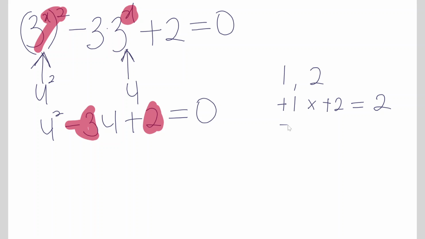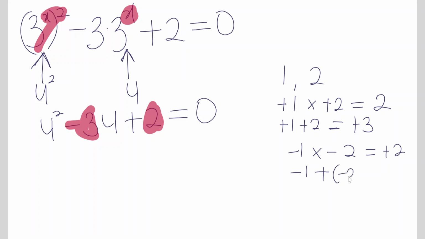But if I had plus 1, then plus 2 together, am I going to be getting minus 3? No. The answer here is going to be plus 3, which is not the same thing as what we have here. So I need minus 3. So what I'm going to do is I'm going to be using negative 1 multiplying negative 2 to give me positive 2. And at the same time, negative 1 plus negative 2 would give me negative 3. And this satisfies what I have here.